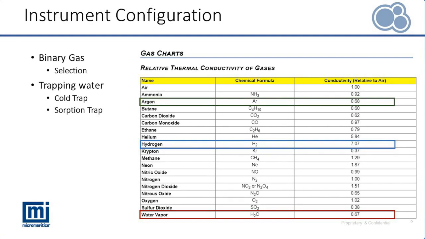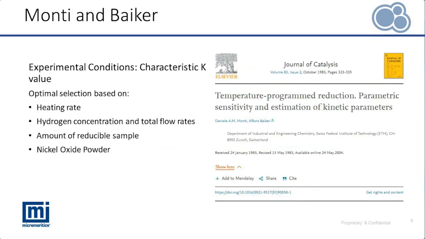Limitations of this are dependent on the type of gases that evolve from the sample. This study is conducted using the sorption trap due to the ease of use. The temperature programmed reduction profile is affected by the experimental conditions. Monti and Baiker explored the parametric sensitivity of heating rate, hydrogen concentration, flow rates, and the amount of reducible species, and how it affected the TPR profile using a pure nickel oxide metal powder.